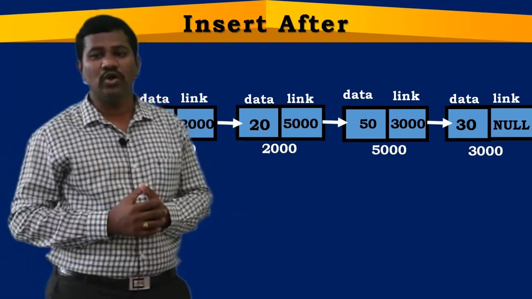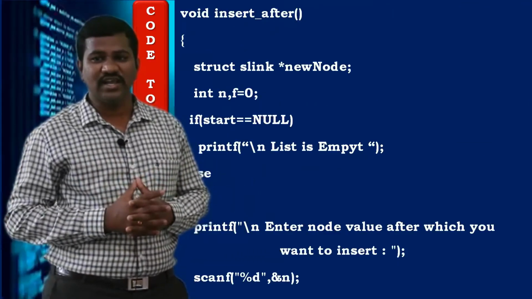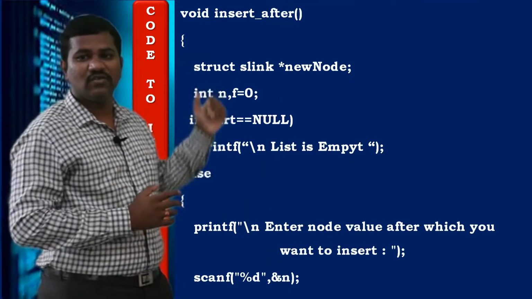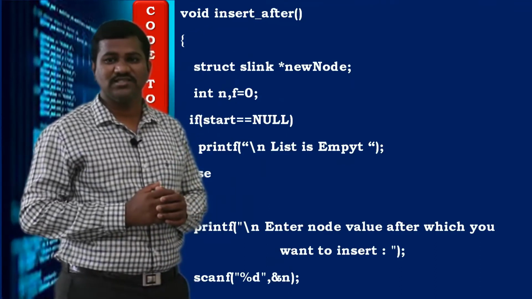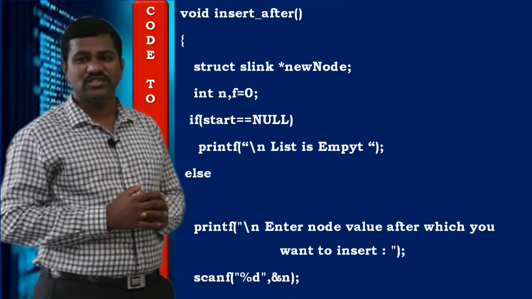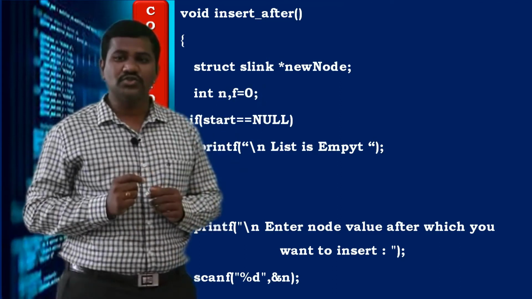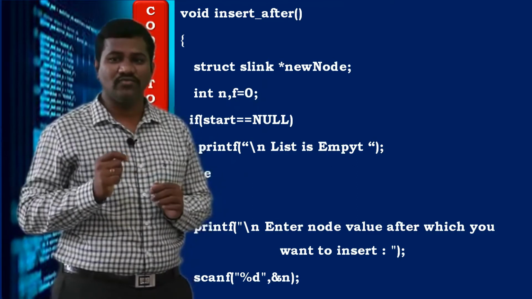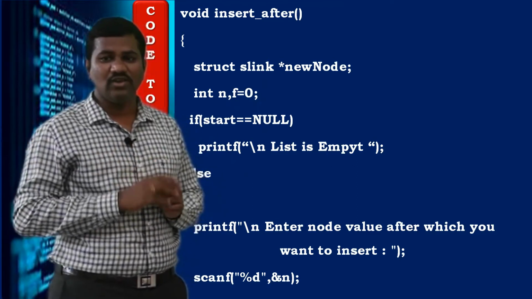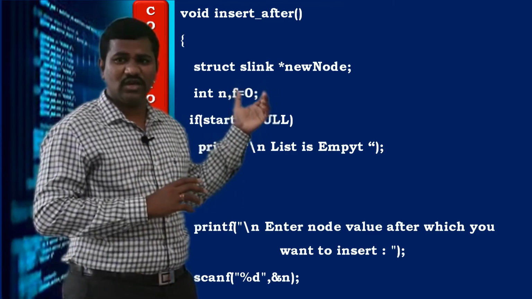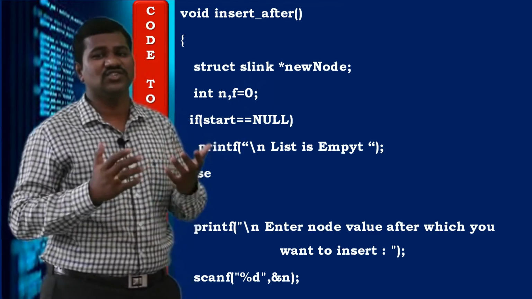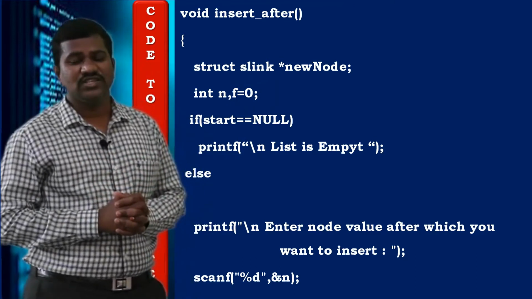And how are we saying that? Let's have a look at the coding part, so that you might understand it clearly. Here I am taking one pointer, just like insert first and insert last. We'll be taking one pointer, start new node, and then one integer variable n, which is used to store the node value after which you want to insert. And another variable that I am taking is f, which is initialized with 0.